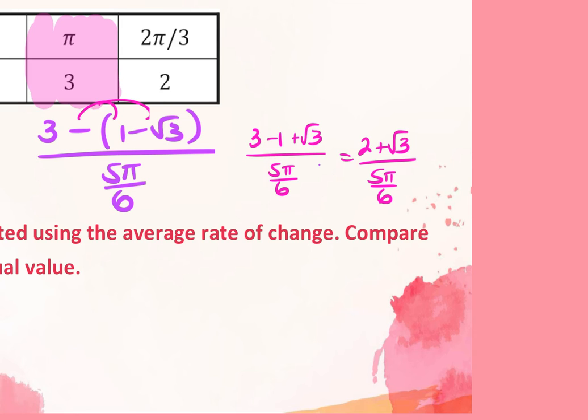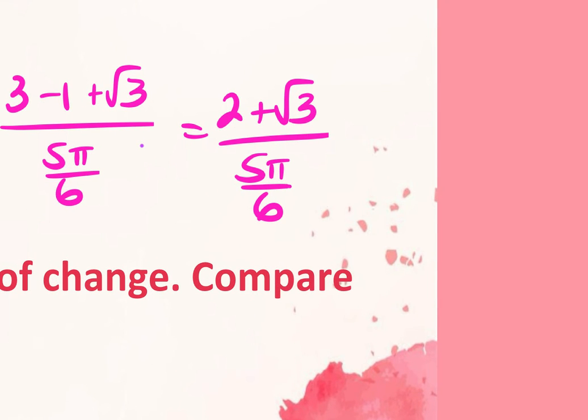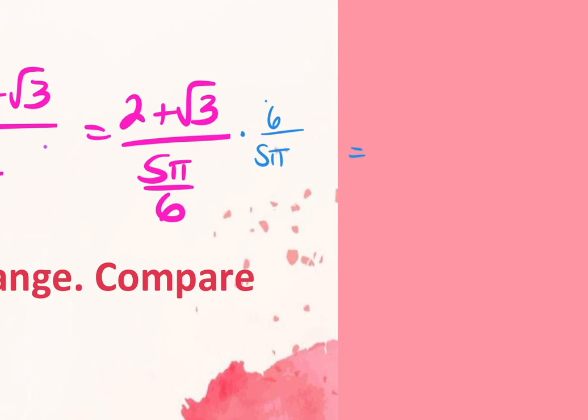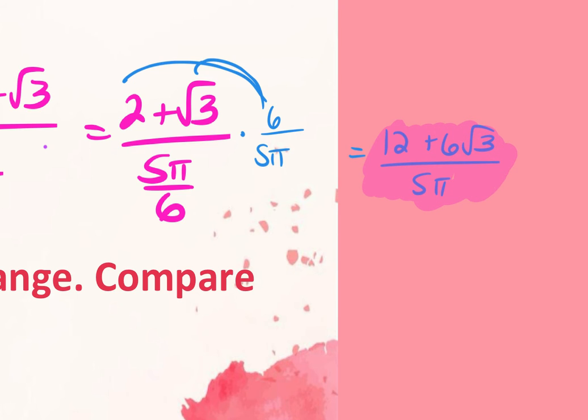Now it said to keep it exact and I can't keep it complex. I can't have a complex fraction. So I can't have the fraction within the fraction. So instead of keeping it as over 5 pi over 6, I'm going to multiply by the reciprocal, 6 over 5 pi. And I'd get 6 times 2, which is 12, plus 6 times root 3, 6 root 3, over 5 pi. And that is my rate of change kept exact without a calculator. So some of them are going to look weird. It's okay.